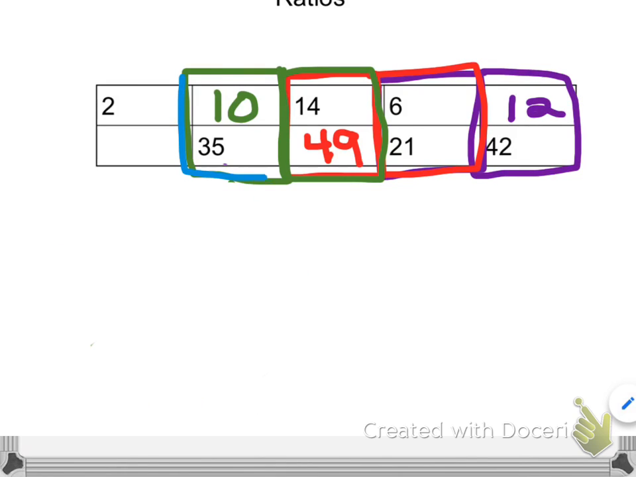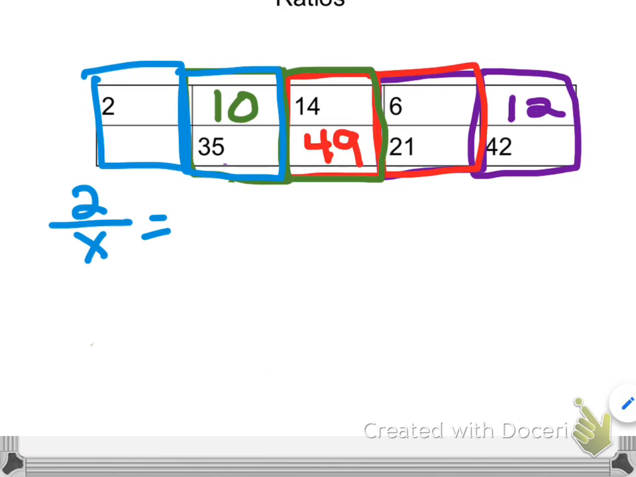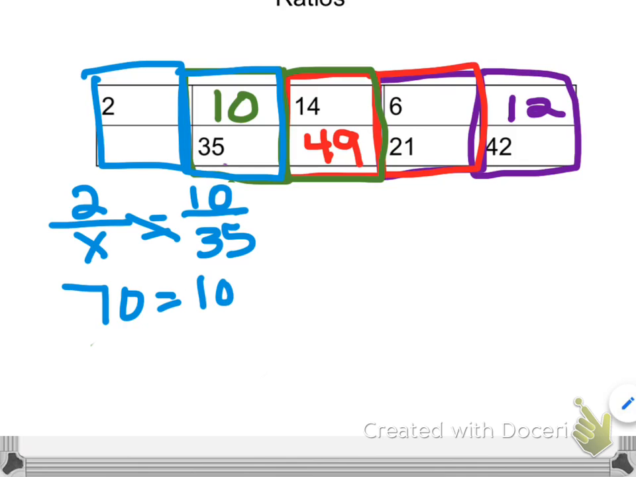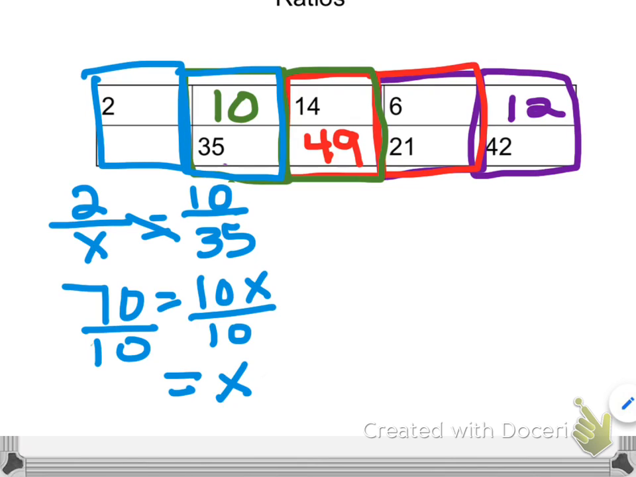Okay, and then last, I'm going to use this one that I've now completed to solve for this last one. So I'm going to do 2 is to x, and 10 is to 35. Cross multiply again, so I have 2 times 35 is going to equal 70, and that's equal to 10x. Now I'm going to divide both sides by 10 to get that x by itself, and I'm going to get 7, and so I can fill in this bottom one to equal 7.